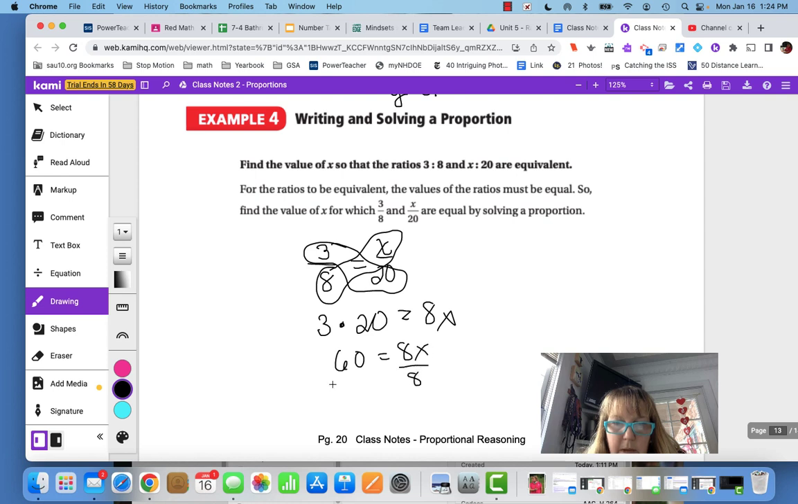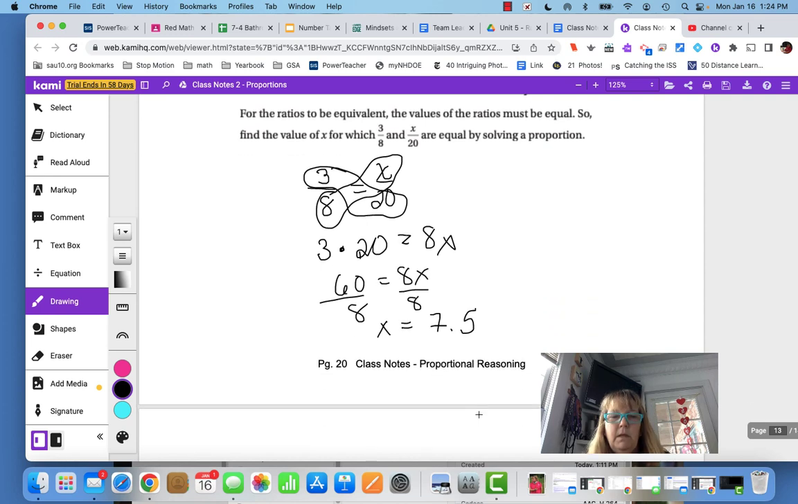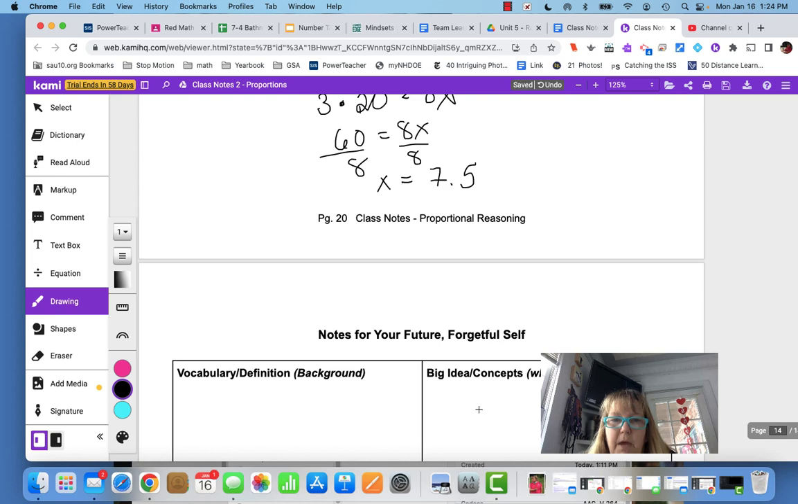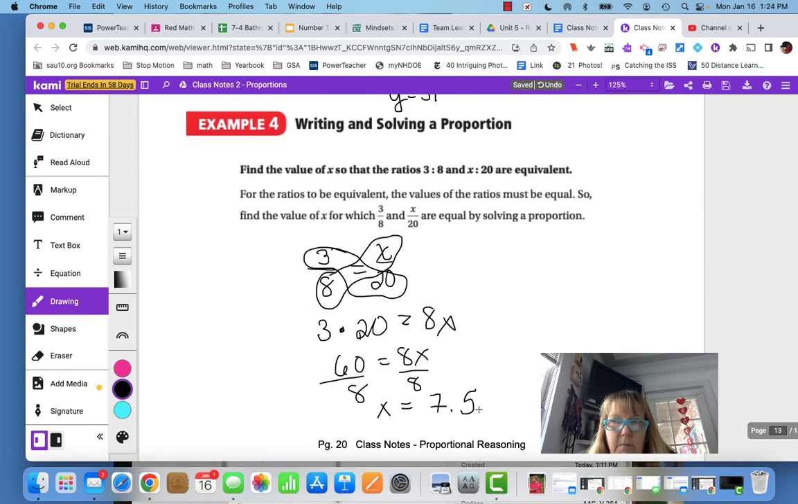Divide both sides by 8, and we end up with x is equal to, I'm going to use my trusty calculator, 60 divided by 8 is 7 and 5 tenths. So your notes to future forgetful self talk about how to set up the proportions, and either using mental math or using the cross product to find the missing value.